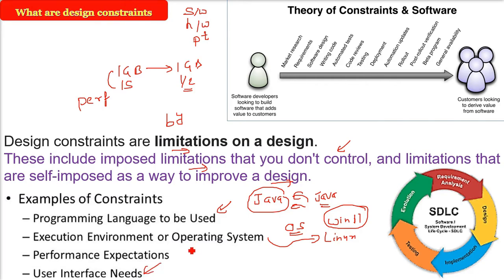Then the user interface needs. Sometimes you might be making a system for those who are, say, specially challenged. So how are they going to interact with your system? That is your user interface need. Or some company comes and says, okay, I want the colors blue and white. This is a user interface need, and it is restricted. They said, I only want blue and white. You might like green or red more, but you cannot go with that. You have to go with blue and white. So these are the limitations on a design.